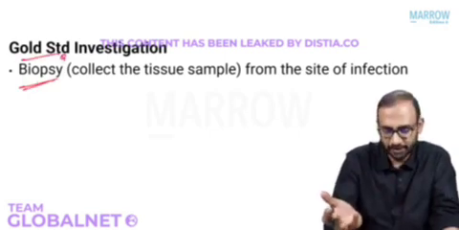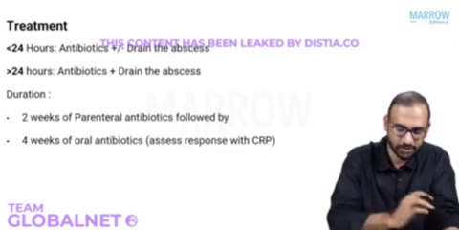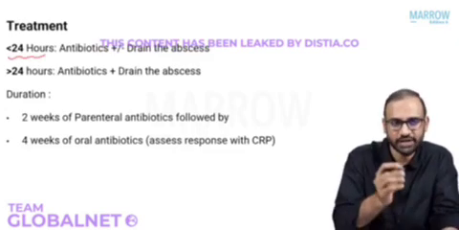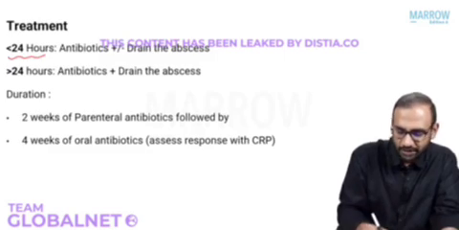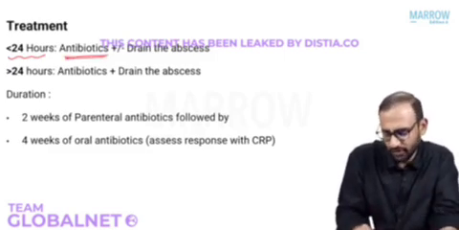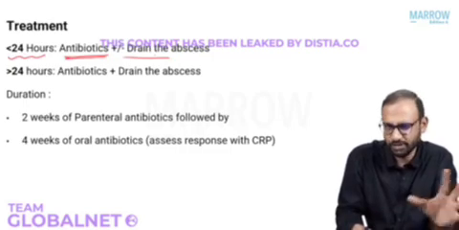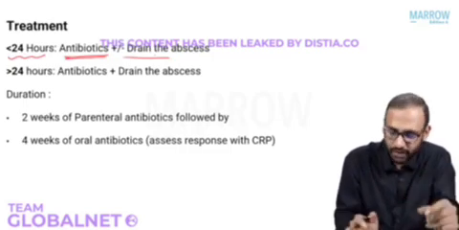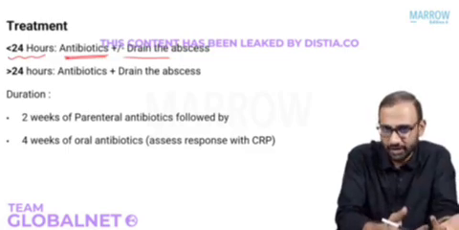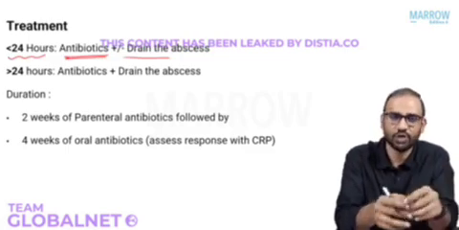Now let's talk treatment. How do you treat acute osteomyelitis? If the patient presents within 24 hours, that is less than 24 hours, the abscess has not yet formed. So antibiotics usually suffice, plus or minus draining the abscess if required. But usually the abscess is not there. Antibiotics usually work. But unfortunately, people don't come to you within 24 hours. They come to you after that, and by that time the abscess would already be formed.